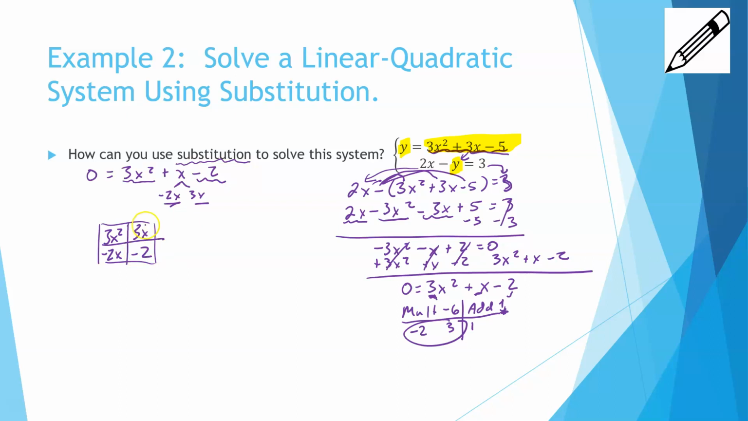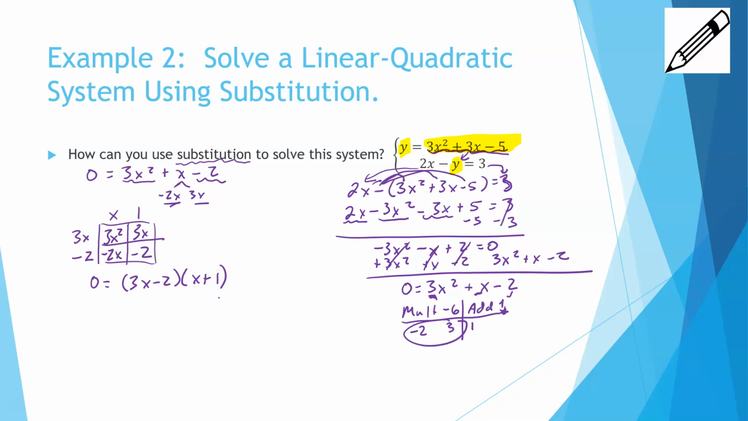Now I take the greatest common factor out of every row and every column. So if I look at the top row, 3x squared and 3x, they have a 3x in common. Negative 2x, negative 2 are both divisible by negative 2. 3x squared and 3x is just an x, and 3x and negative 2 is just a 1, which means that this factors as 3x minus 2 times x plus 1.